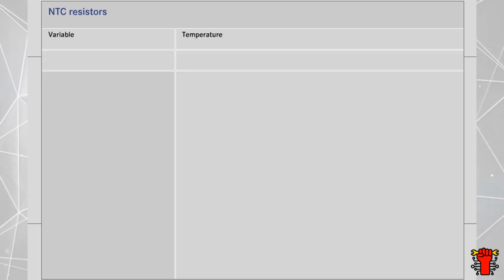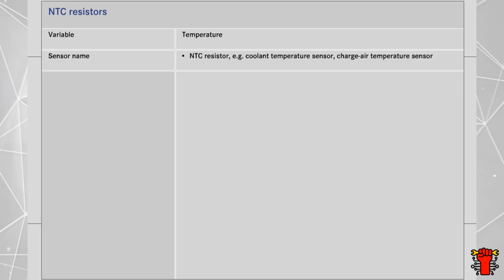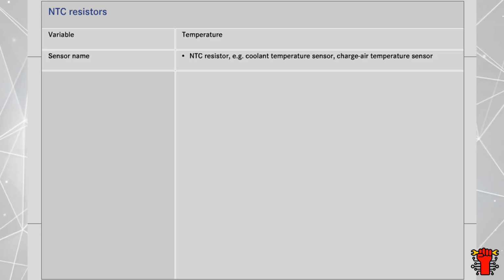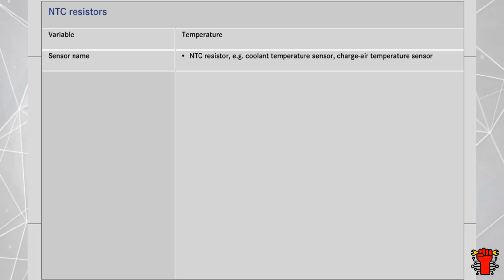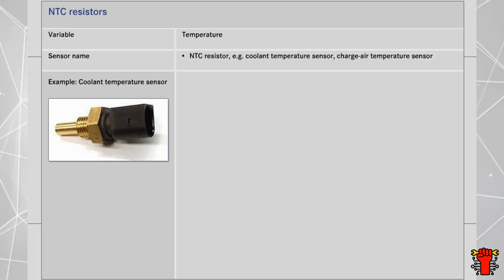To measure the temperature of air and fluid in a vehicle, sensor materials which change their electrical resistance under the effect of heat are used. Most of these sensors are NTC resistors. Examples include the coolant temperature sensor, the charge air temperature sensor, and various temperature sensors in the air conditioning system. Let's look at the coolant temperature sensor by way of example.